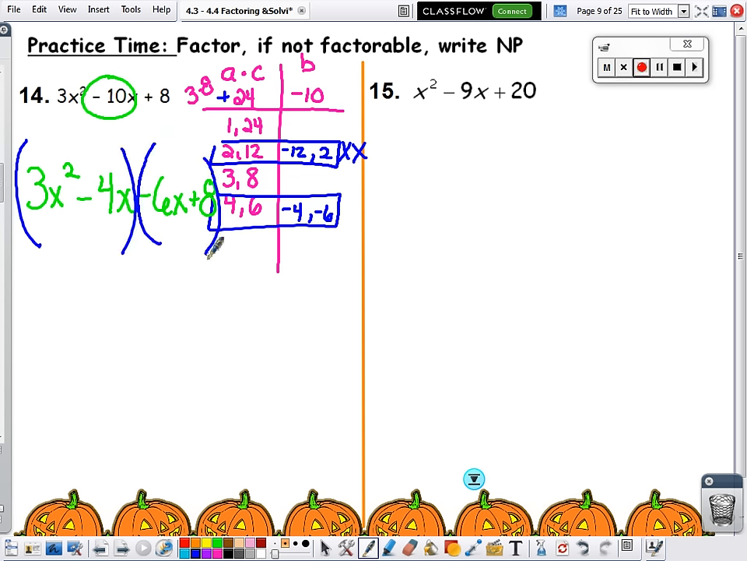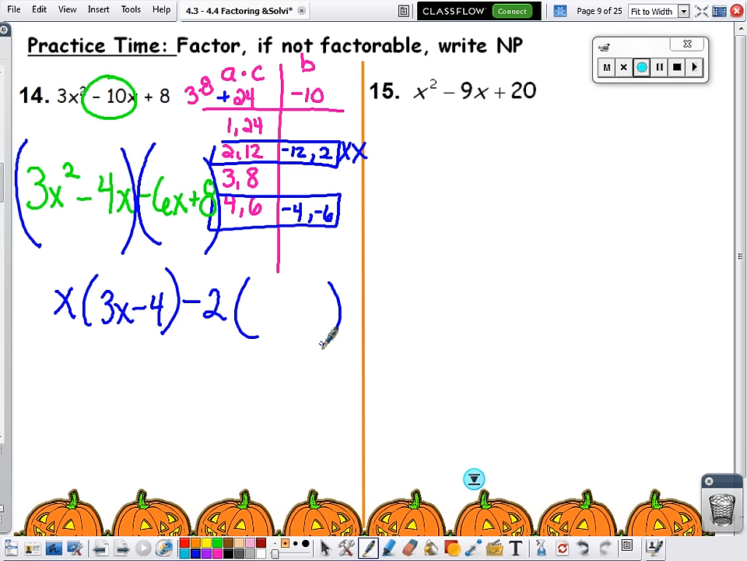And I look at my first two, I have 3x squared minus 4x. The only thing I can pull out is an x. I look at my next two terms, I have a negative 6x plus 8. Once again, be careful, that is a negative 6. So I must pull out a negative. 6 and 8, my greatest common factor would be 2. So I'm going to pull out a negative 2.